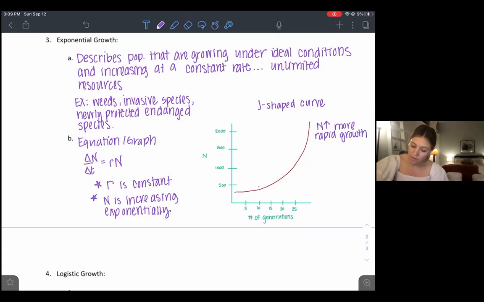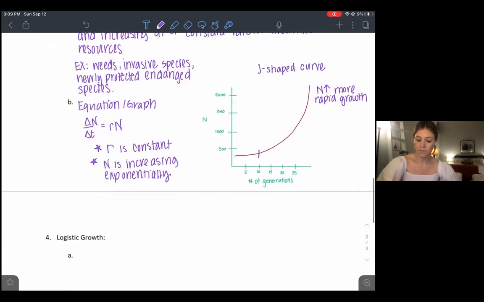Here at the very beginning, we're going to have really, really slow growth. We have what we call an establishment period, where the organisms are just being established in that population. And then as our N gets larger and larger each generation, we're going to see faster and faster growth, so more and more individuals added to the population over that period of time.